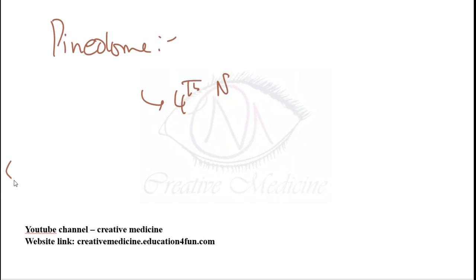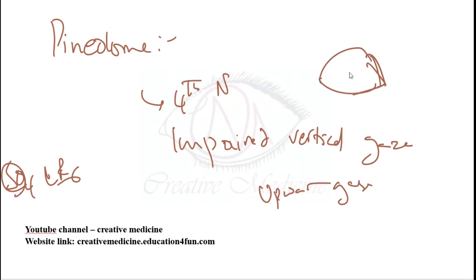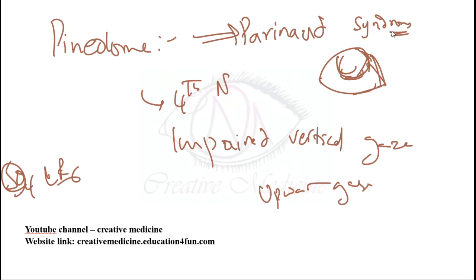So when the fourth nerve is compressed, this is SO4 LR6, so the superior oblique is compressed. So as a result, superior oblique function is lost. So there will be impaired vertical gaze, and you see upward gaze. And this upward gaze which you see is called the sunsetting sign. Then this syndrome where you see sunsetting gaze is called Parinaud syndrome.